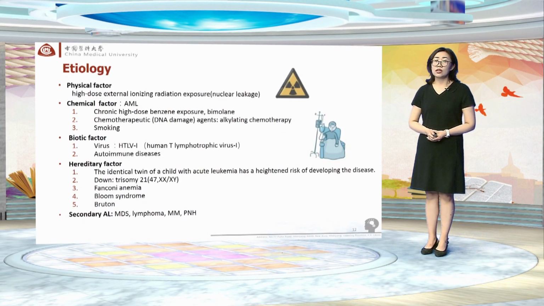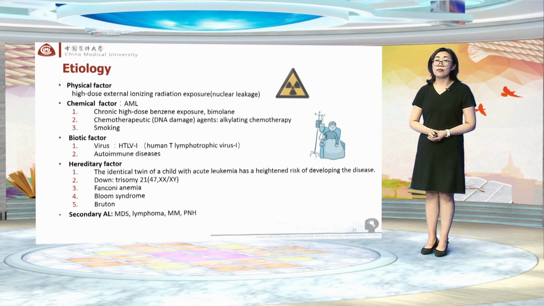For the etiology, the first is the physical factor, mainly including high-dose external ionizing radiation exposure, such as nuclear leakage. The second is the chemical factor, which is mainly related to AML, including chronic high-dose benzene exposure and chemotherapeutic agents which can cause DNA damage, such as alkylating chemotherapy for some other types of cancer, and even smoking.